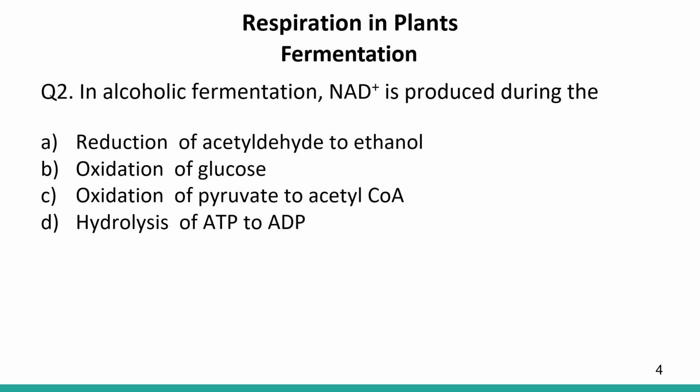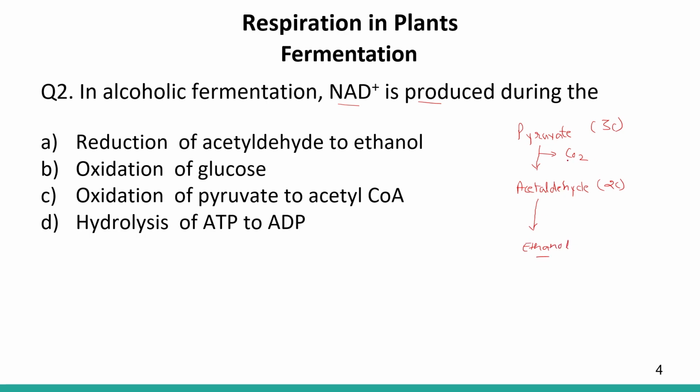The next question is, in alcoholic fermentation, NAD plus is produced during. So now they are talking about alcoholic fermentation. So let's study alcoholic fermentation in detail. Pyruvate, which is a 3-carbon compound, is first converted into acetaldehyde, which is a 2-carbon compound. And here carbon dioxide is released, means there is decarboxylation. Now this acetaldehyde is further converted into ethanol.